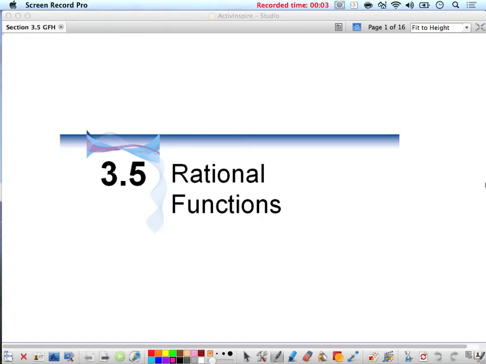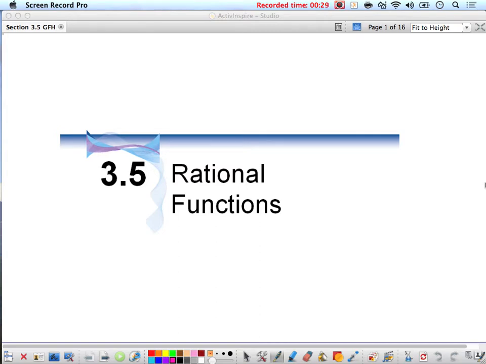So section 3.5 deals with rational functions. Some of you may remember that rational functions are functions that have variables in the denominator. So we've talked a little bit about them. We've talked about their restrictions. We've solved some rational equations. We've even talked about finding the domain and range of them, right? But what we haven't talked about is what their graphs look like.